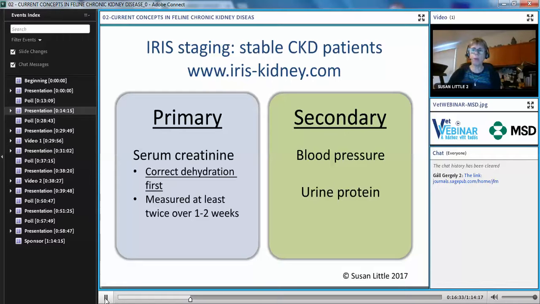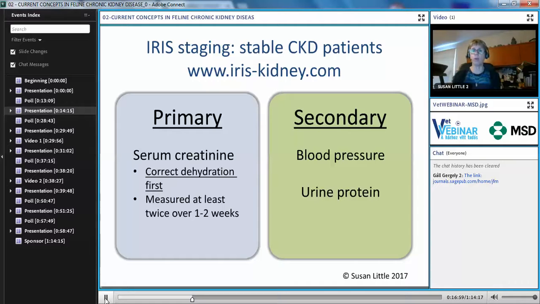So the primary way that we do staging with the IRIS system is based on serum creatinine. The same thing that we use to make the diagnosis in the first place, serum creatinine, is also the primary way that we stage patients. And of course, we're going to look at serum creatinine only in the hydrated patient.